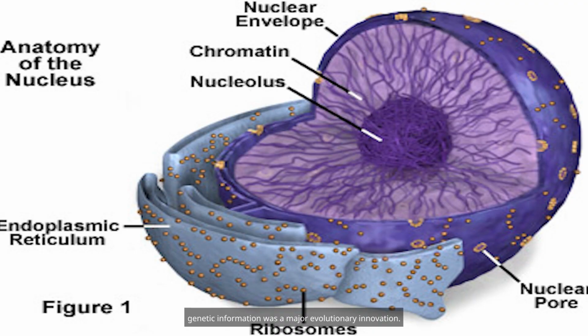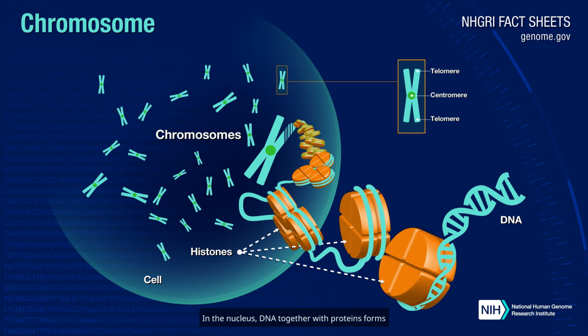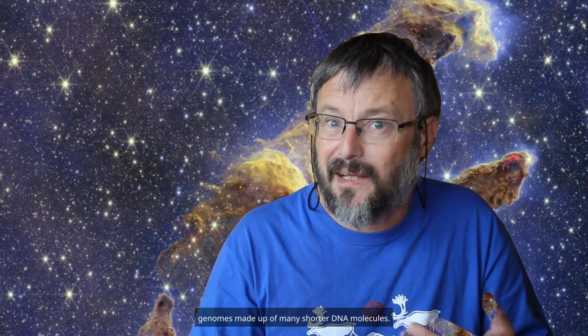The emergence of the cell nucleus as a place to store genetic information was a major evolutionary innovation. Organisms such as fungi, animals, and plants are therefore referred to as eukaryotic, meaning they have a true nucleus. In the nucleus, DNA, together with proteins, forms complex structures called chromosomes. Each chromosome contains a single DNA molecule. The eukaryotic genome is therefore fragmented. Who knows? Maybe it's a kind of memory of the first genomes made up of many shorter DNA molecules. I've talked about that before.